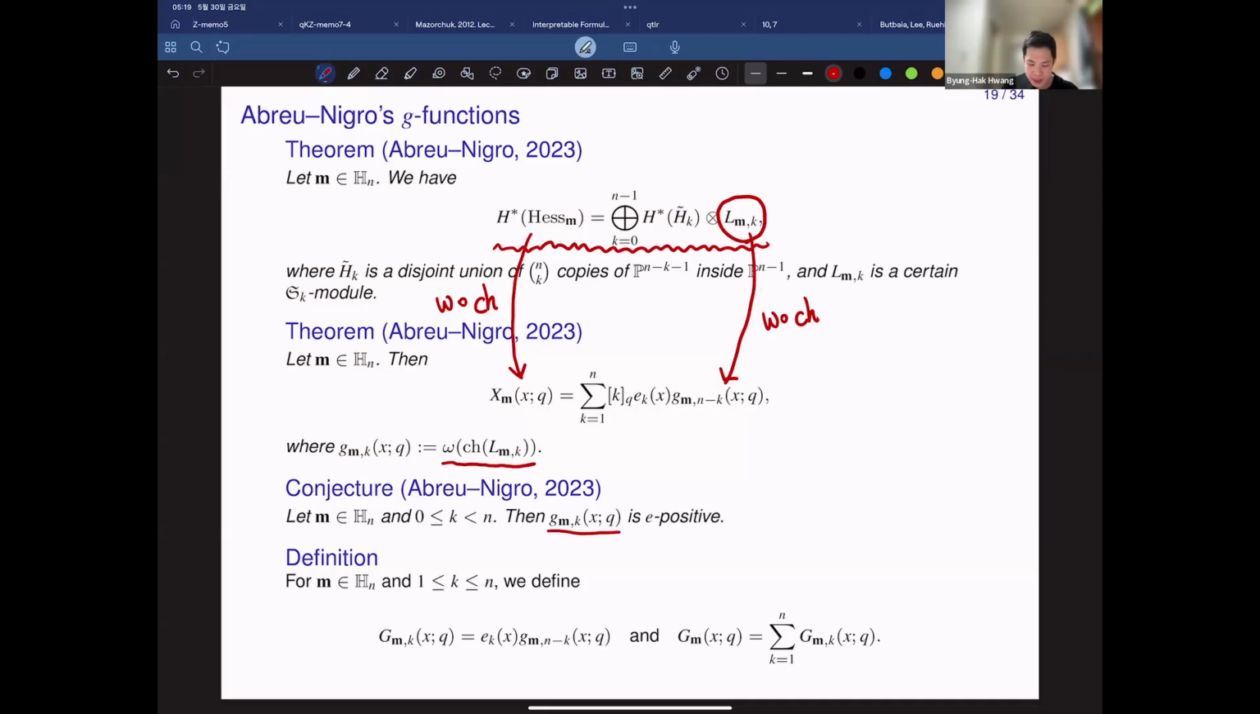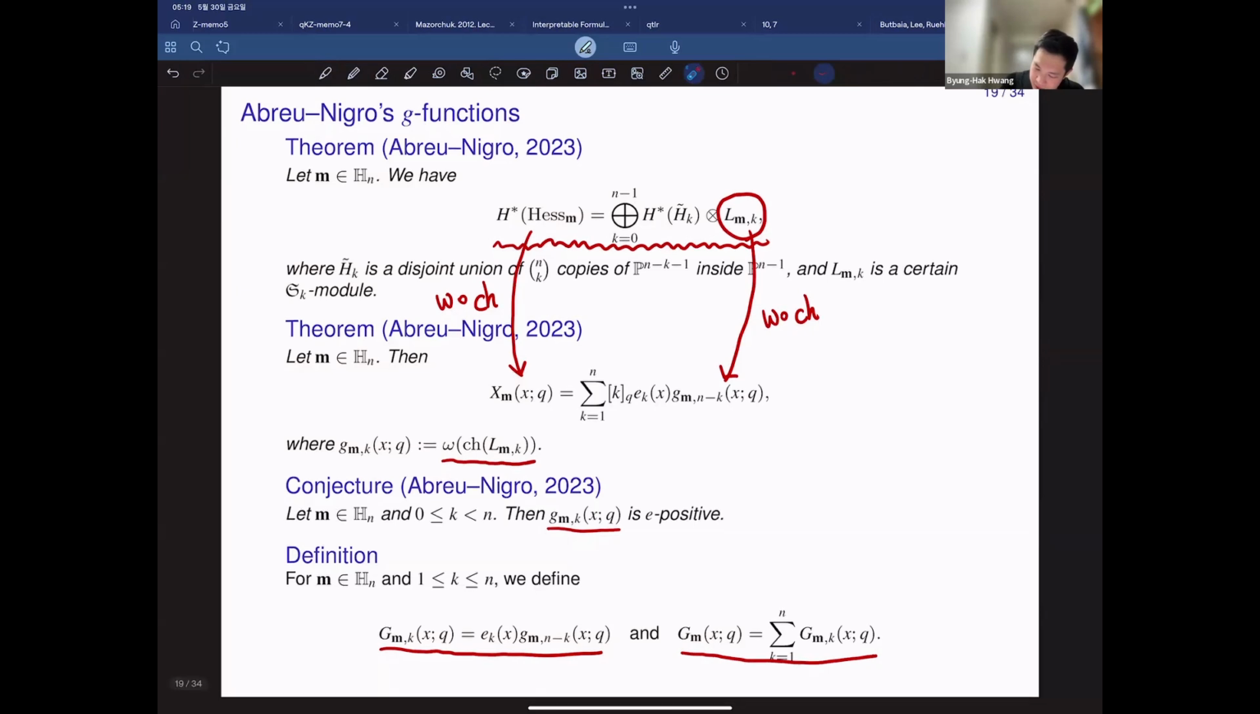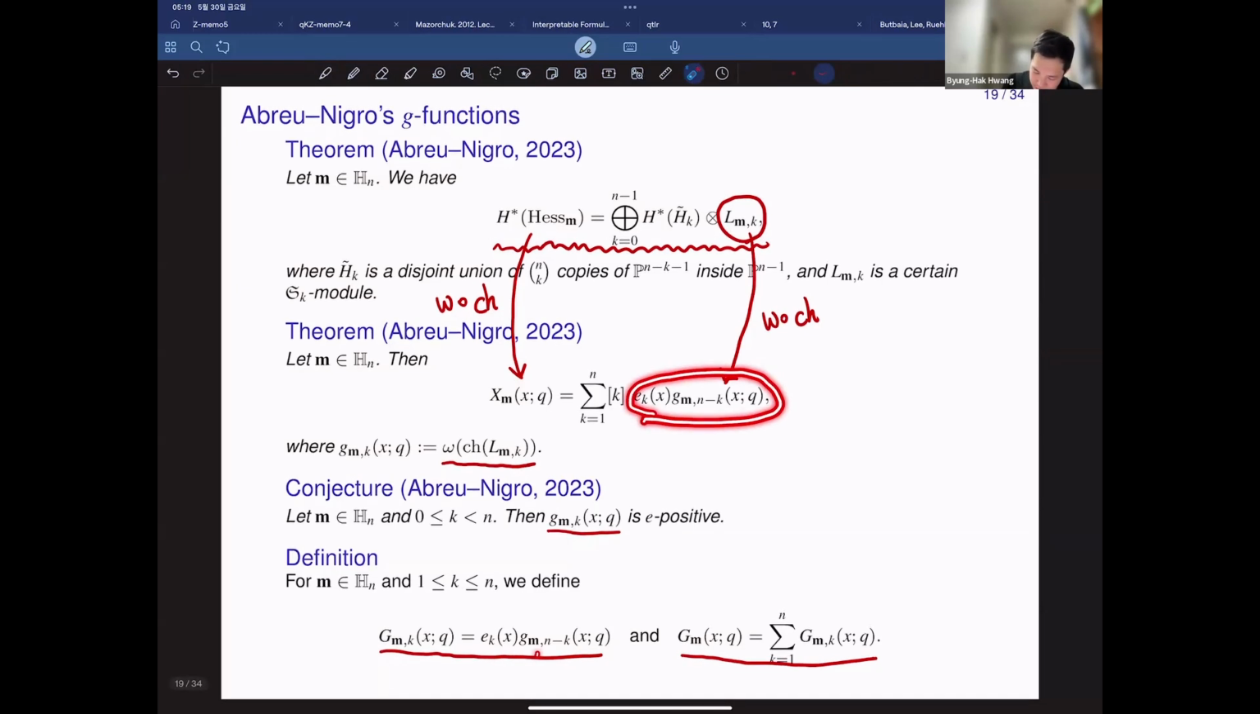Using this G function, we also define these two symmetric functions, and you can find that this one and this one are equal. So we can define large G sub m,k and large G sub m, which are also variants of the chromatic quasisymmetric function.